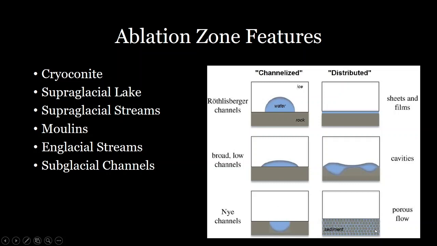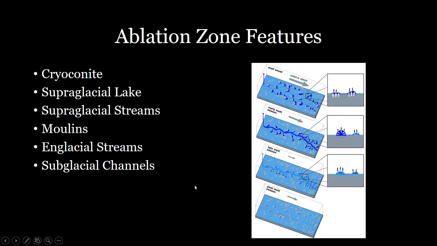And then lastly, we have porous flow, where you have pore-filled sediments, such as sand that the glacier is moving under, and the hydraulic conductivity or the flow rate of the water through those sediments is high enough that you don't need to have channels formed, and you just have flow through those sediments. So those are the 6 different types of subglacial channels that we observe.